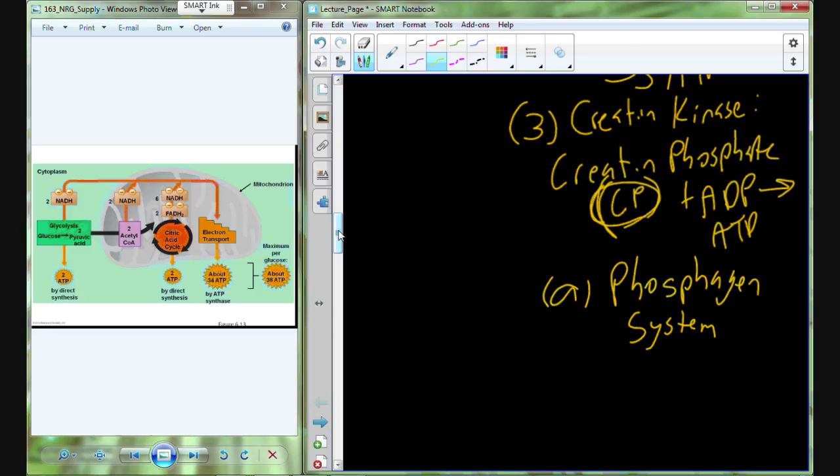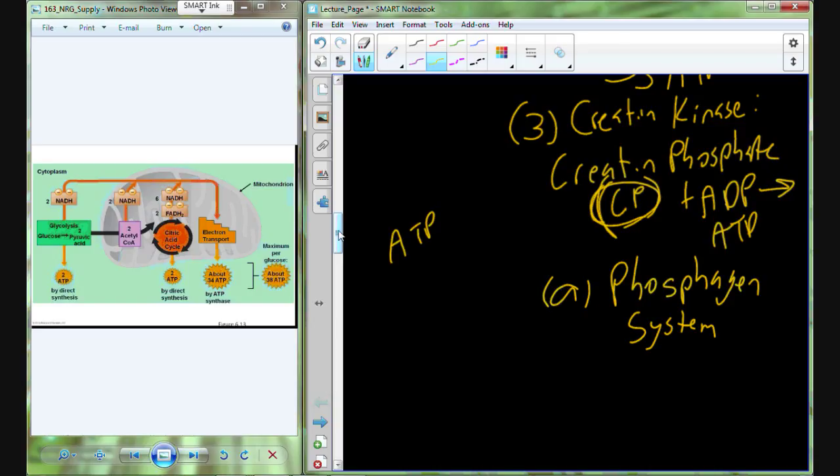So creatine phosphate plus ADP gives us an ATP. This is called the phosphagen system. And this is a really, really quick, dirty way to get ATP, and you can get it almost immediately. Oh, also, I guess I should mention this. I didn't really mention this.